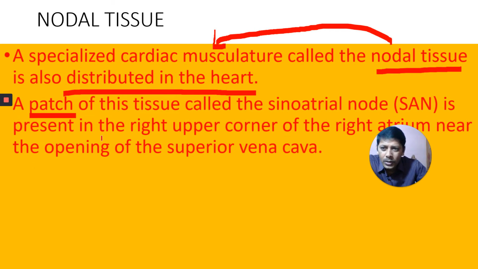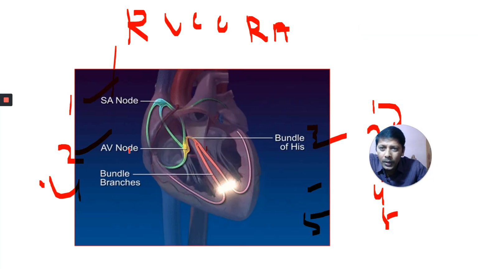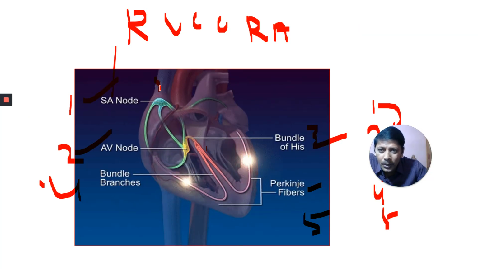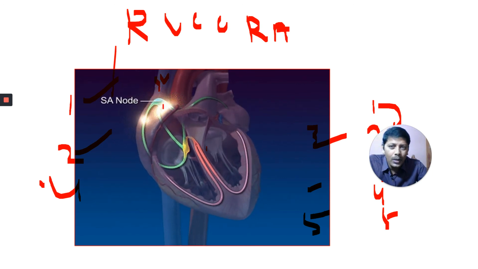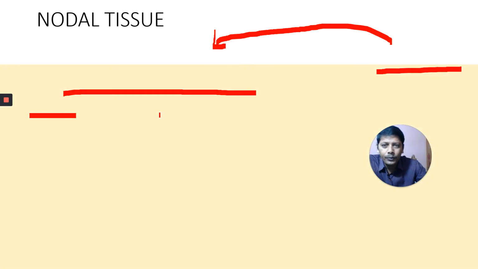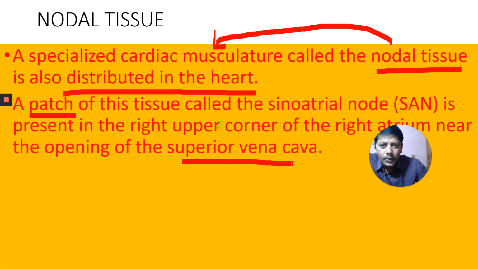The sinoatrial node is present in the right upper corner of the right atrium near the opening of the superior vena cava. This is the superior vena cava. It is present near the opening of the superior vena cava. That is the location of the sinoatrial node. We learned in this point where the sinoatrial node is located in our heart.